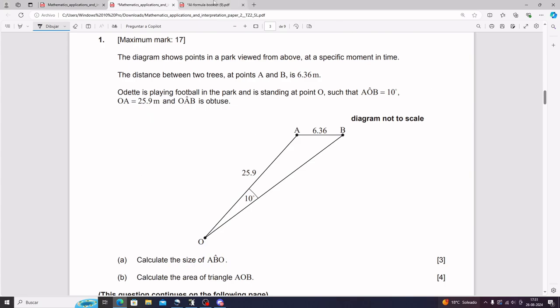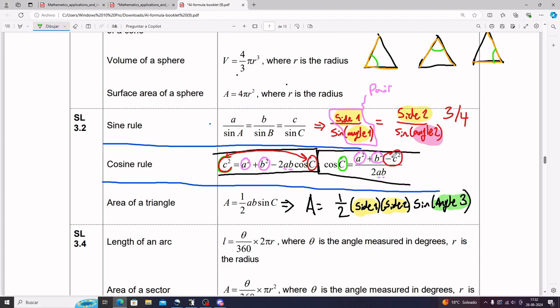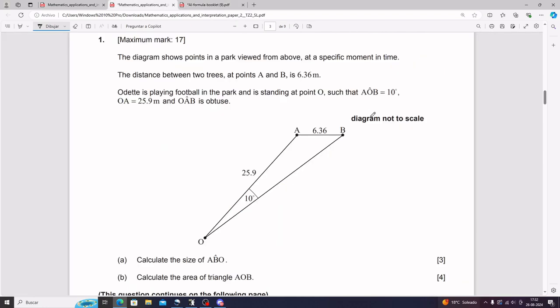So let's jump into the action now that we understand these formulas a little bit better. From here we have that the diagram shows points in a park viewed from above at a specific moment in time. We have that the distance between 2 trees at points A and B, so this is tree 1, this is tree 2, is 6.36 meters.